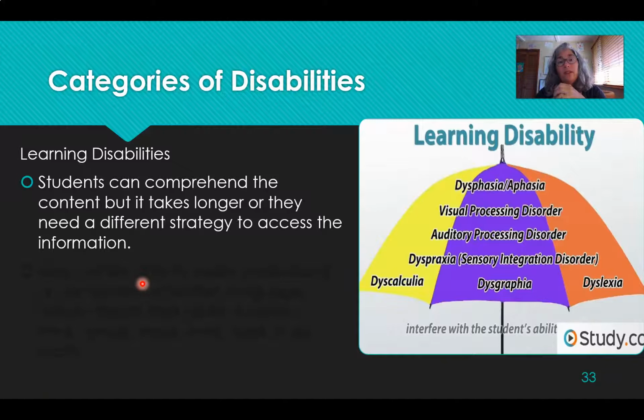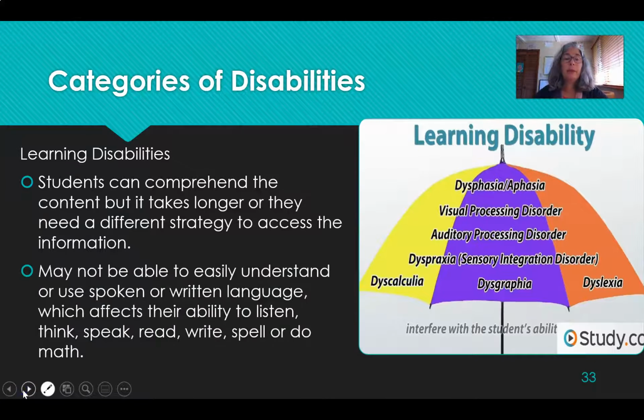So what is a learning disability? This is where the student can understand the content, but it either takes them longer to understand the content or they simply need a different way of being taught, a different way of learning it, that the standard way is not working for them because of their disability.